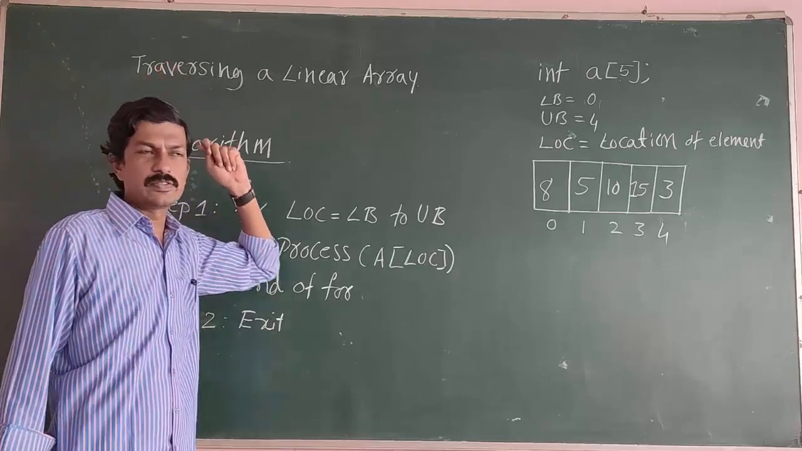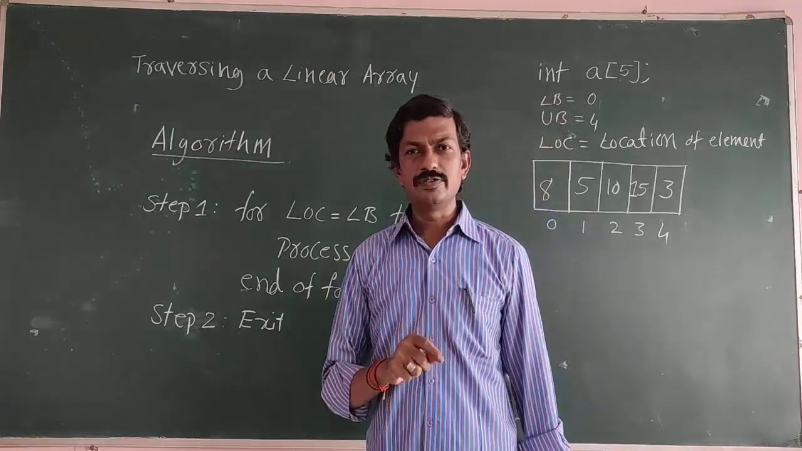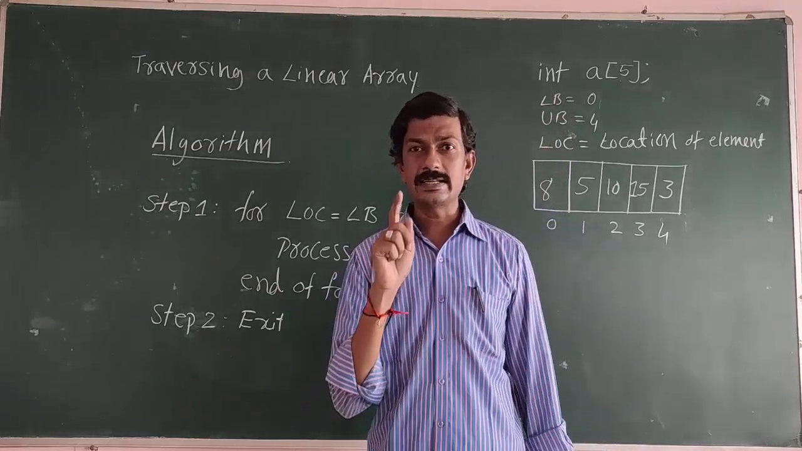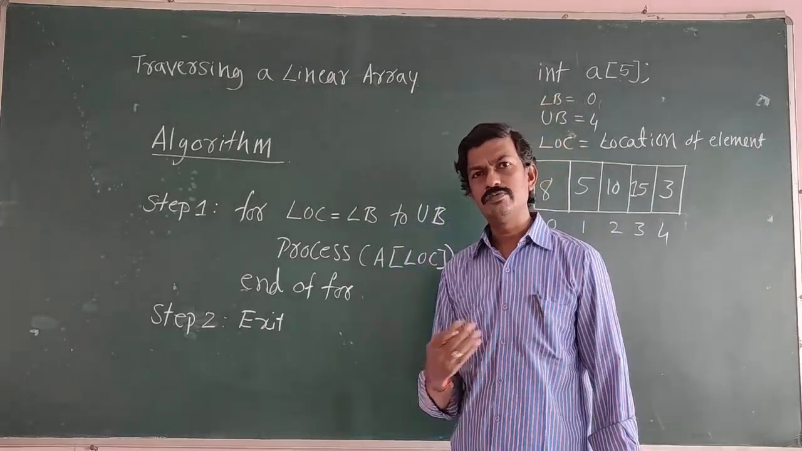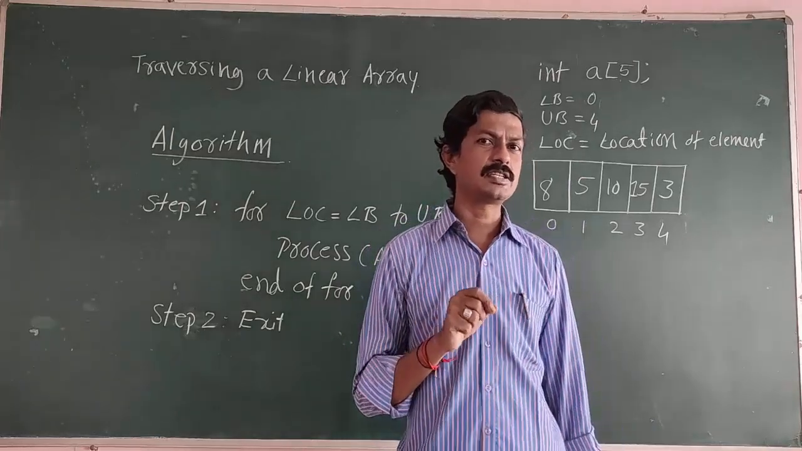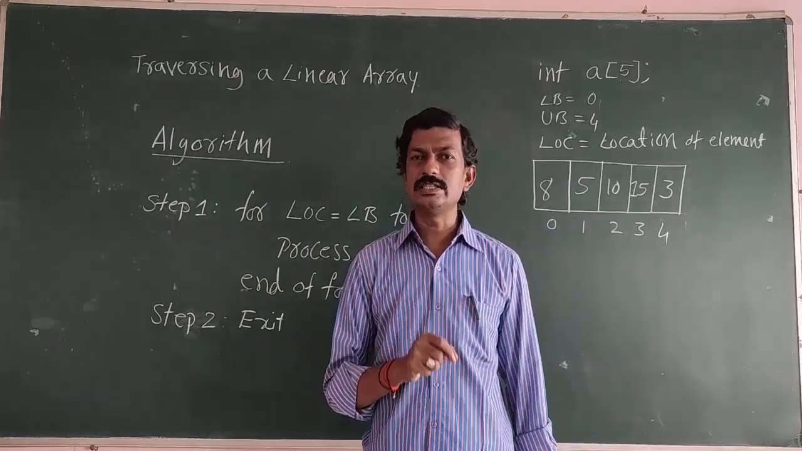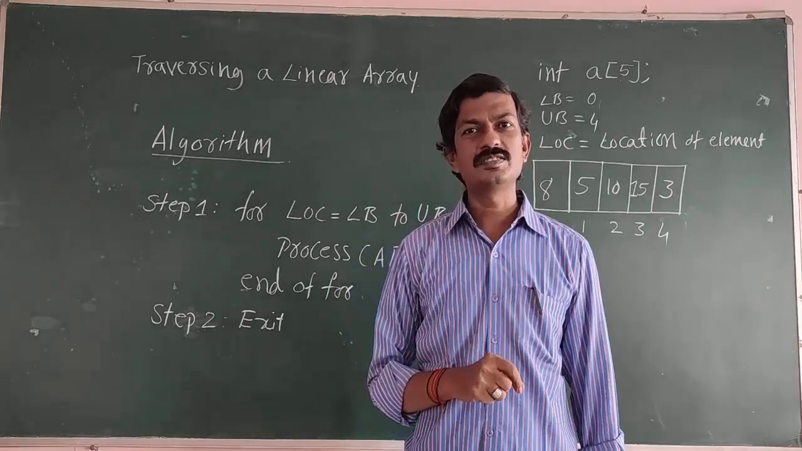In the previous video lecture we discussed that traversing is visiting each and every node of a given data structure exactly once for performing certain operations. It is called traversing. We may have a linear or non-linear data structure, but if we want to perform a certain operation, we have to visit each and every node of that data structure exactly once.